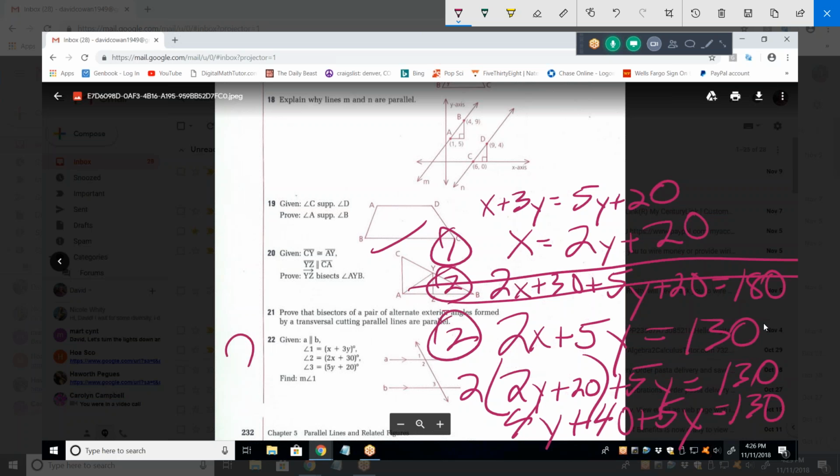That looks like 9y equals minus 10. What is going on? I don't know. That's not possible. Okay, let's try this again.